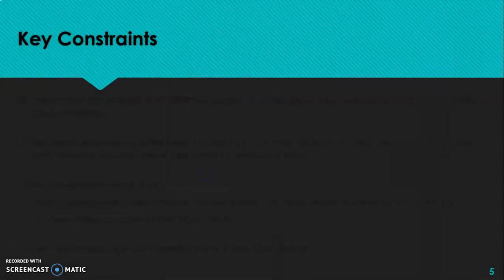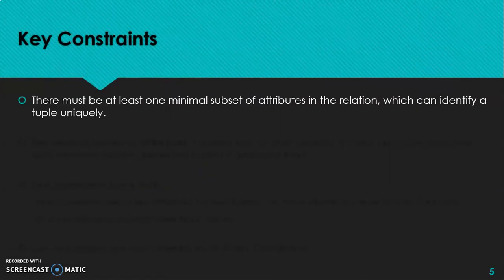Starting with the key constraint. There must be at least one minimal subset of attributes in the relation which can identify a tuple uniquely. What it states is that there should be a minimum subset of attributes, either one attribute or a group of attributes, that in a relation can identify that tuple, or the record, uniquely. That is most important because you should have at least one key in your relation.